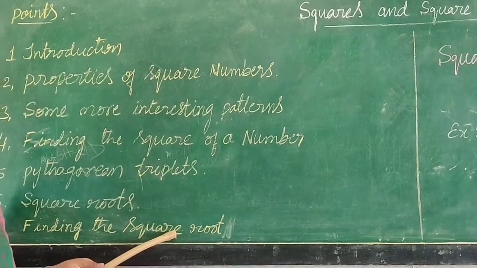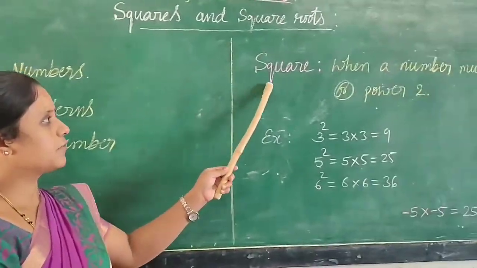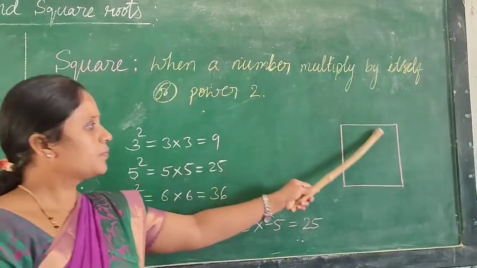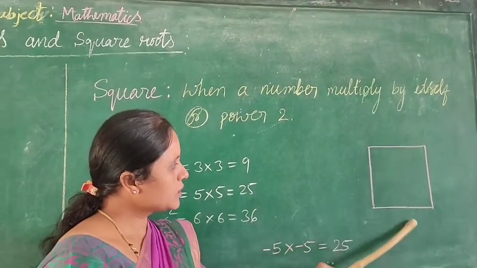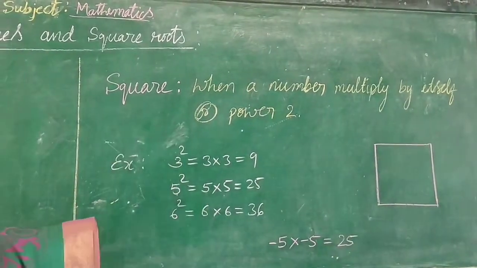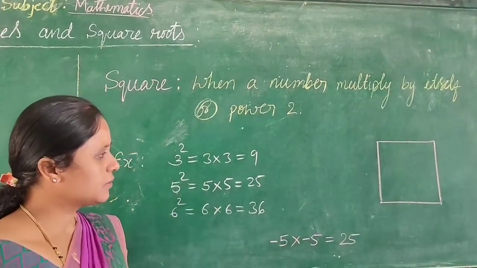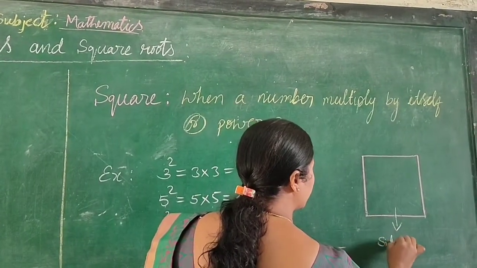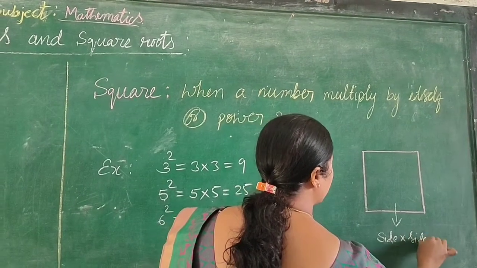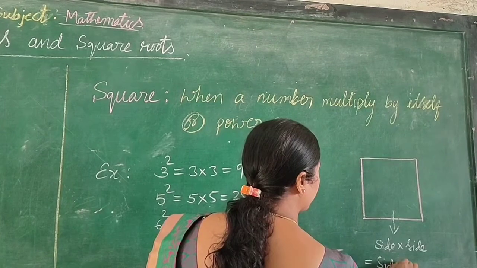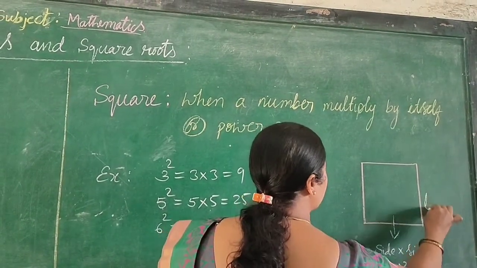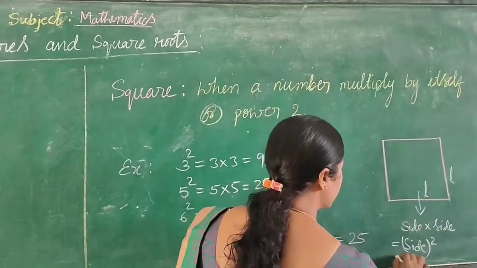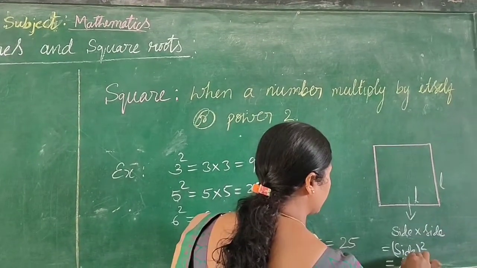So now let us go through the first part, that is the square. Whenever the word square comes, we go through this figure. So look at this figure. So this is a square. In this square, what is the area of the square? Whenever we go through the area, that is side into side. Side into side equals side square. So this is L. This is also L, because in a square, all the sides are equal. That is, side square is nothing but L square.